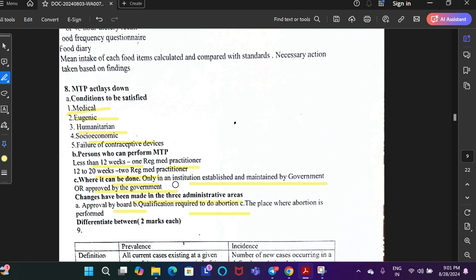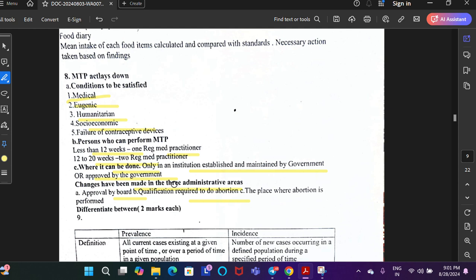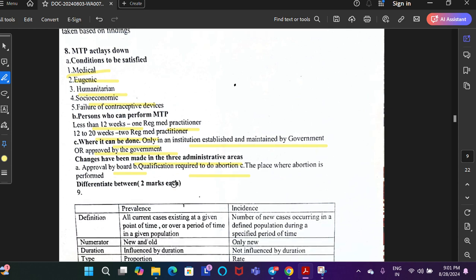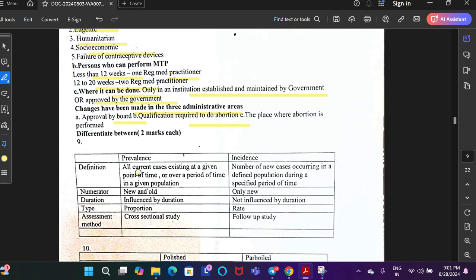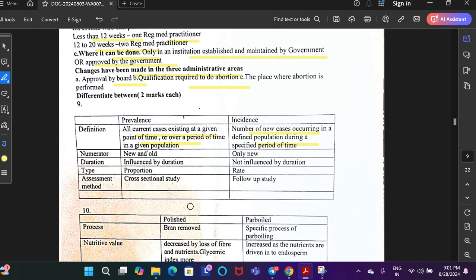Now, differentiate between the following. The first question is the difference between incidence and prevalence. Prevalence is all current cases existing at a given point of time or over a period of time in a given population. Incidence is the number of new cases occurring in a defined population during a specific period of time. Numerator: prevalence has new and old cases, incidence only new. Duration: prevalence is influenced by duration, incidence is not influenced by duration. Type: prevalence is a proportion, incidence is a rate. Assessment method: prevalence by cross-sectional study, incidence through follow-up study.